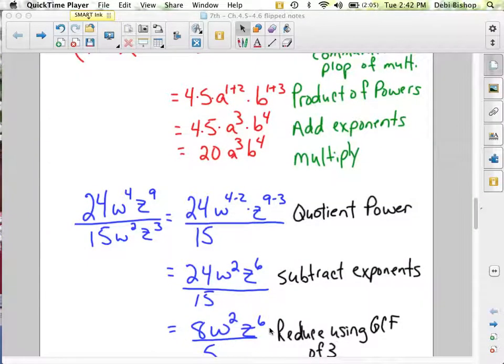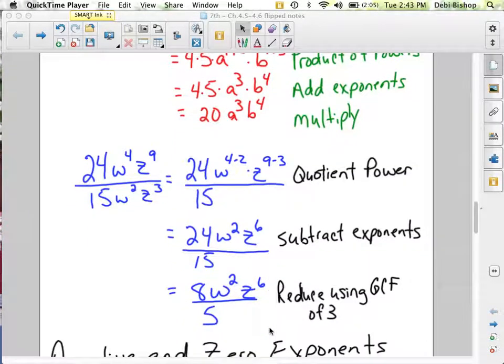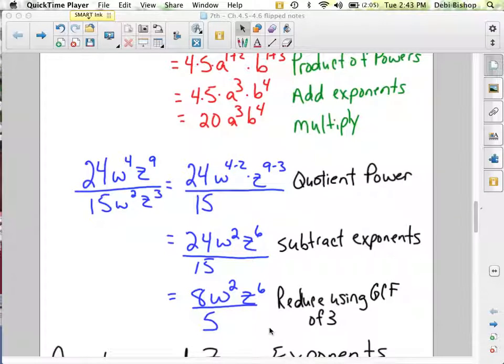Here's another one with division. 24w to the 4th z to the 9th divided by 15w squared z cubed. My quotient power enables me to combine my w's and my z's. So I have 24w to the 4 minus 2 times z raised to the 9 minus 3 power, all divided by 15. So do not drop your denominators.